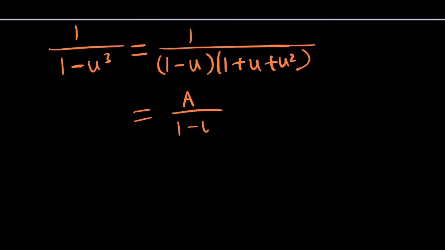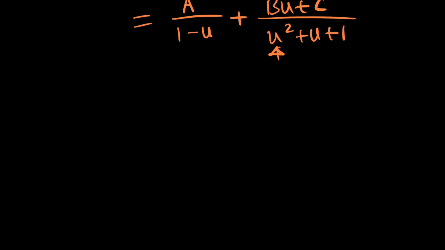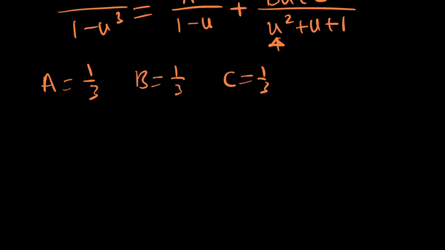So it's going to look like this, A over 1 minus u. And for this one, since it's not factorable, even if it was factorable, we could still do the same thing. But you're going to use a linear term in the numerator because the denominator is quadratic and there has to be a difference of 1 in degrees. Make sense? From here, A is going to be 1/3, B is going to be 1/3, and C is going to be 1/3. You make a common denominator, and then you just get the values of A, B, C.